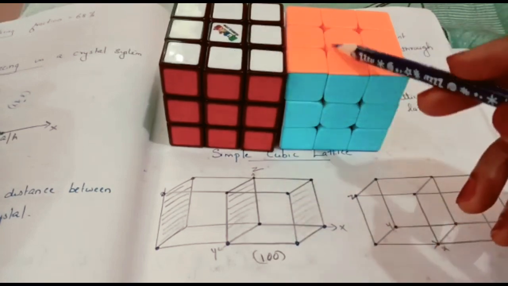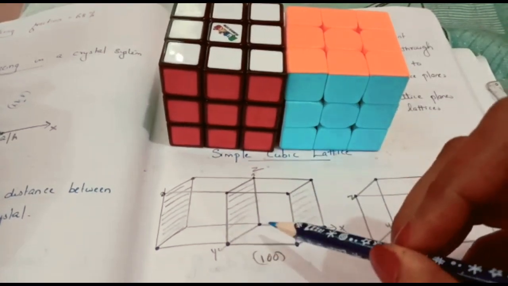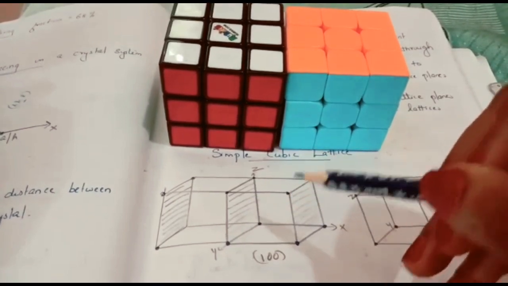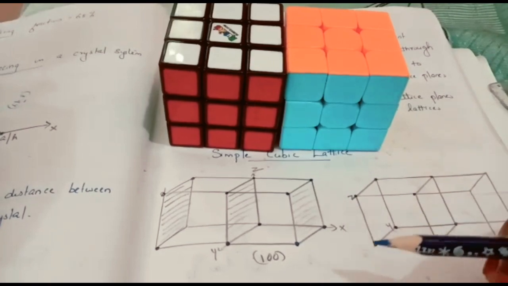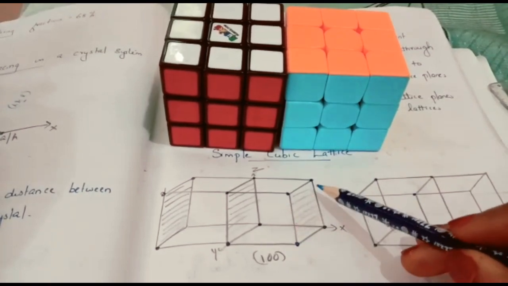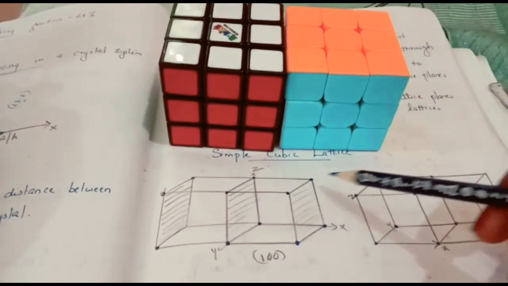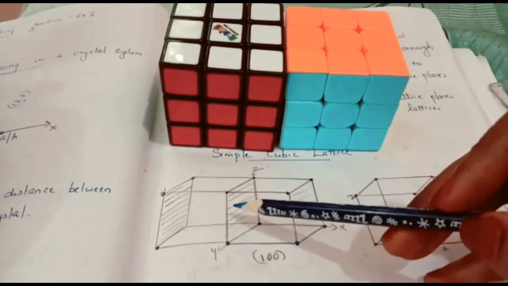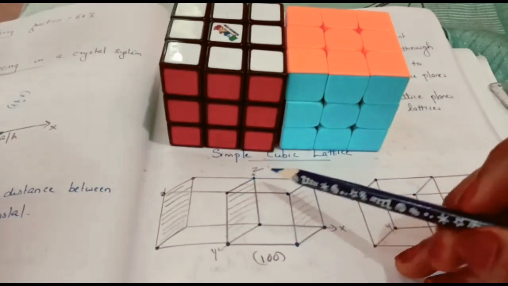Here I have shown 2 cubes. Lattice plane means that the plane should touch all the atoms in the crystal. For a simple cube, we know atoms are present at all the corners. So here all the corner atoms are there. Total 8 corners here, then here also. So total 8 corner atoms will be there in a simple cube.